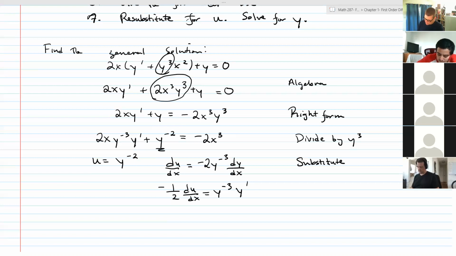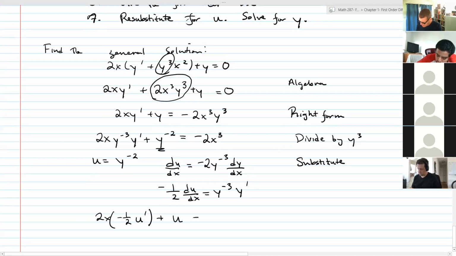So now we'll substitute. We're going to get 2x times negative 1/2 u prime, and like I said, we'll call that u prime because it's just du dx, plus u equals negative 2x cubed.